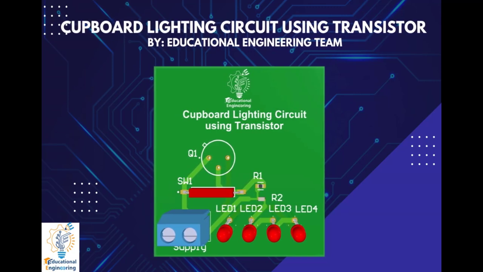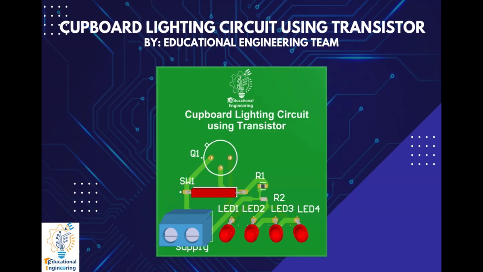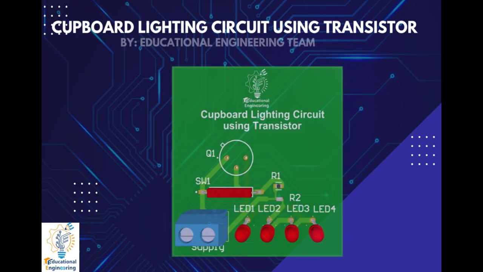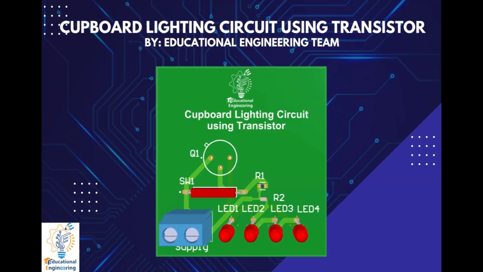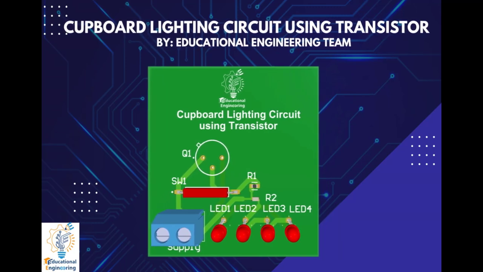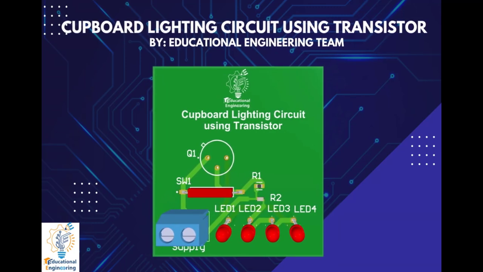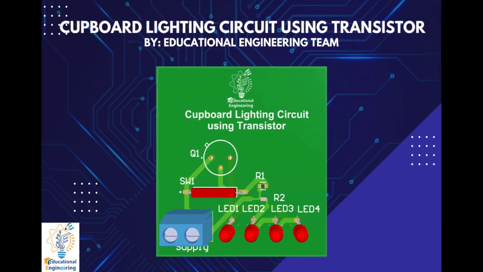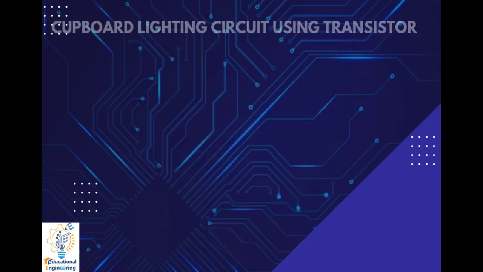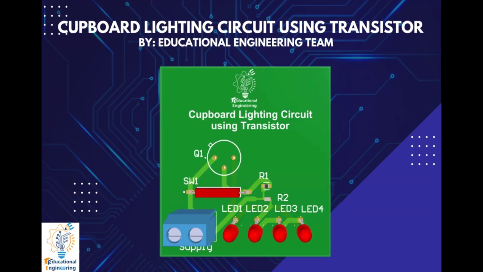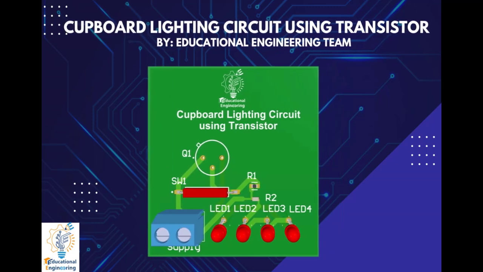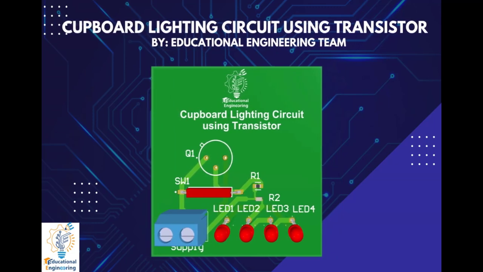Hi, and welcome again to another video. Today, we're gonna learn how to design a simple cupboard lighting circuit using a transistor in Altium Designer. This board is quite simple and uses a few discrete components to operate. It only includes a reed switch, a CK100 transistor, resistors, LEDs, and a power source.